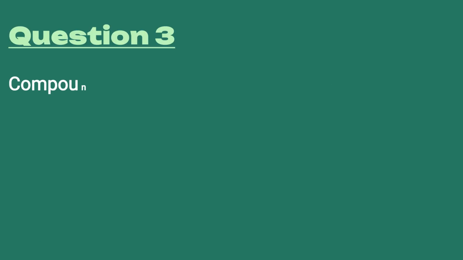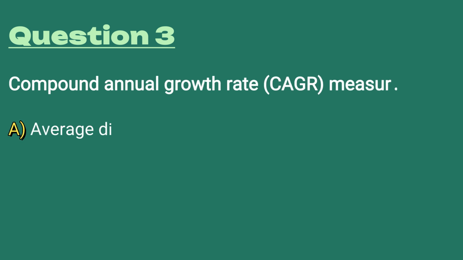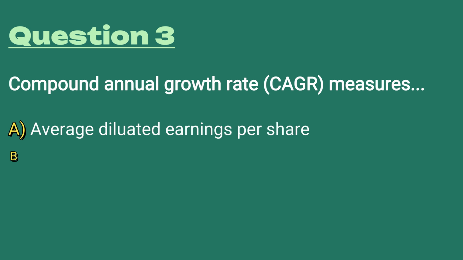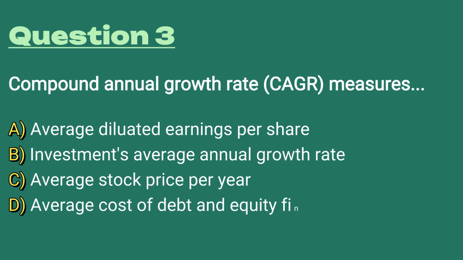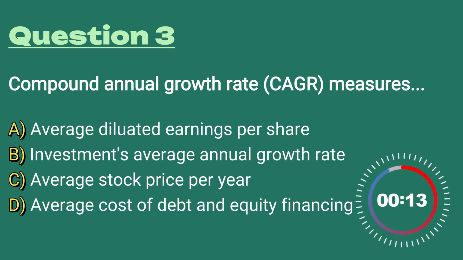Question number 3. Compound annual growth rate, CAGR, measures A, average diluted earnings per share, B, investments average annual growth rate, C, average stock price per year, D, average cost of debt and equity financing.